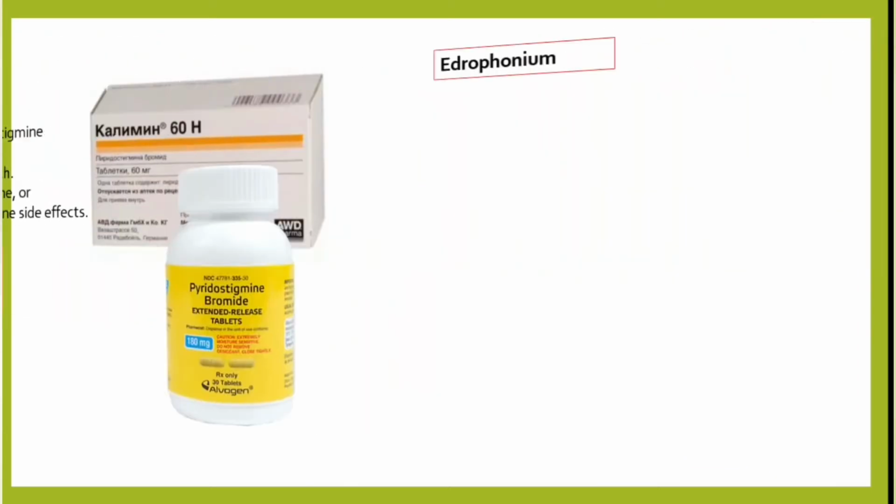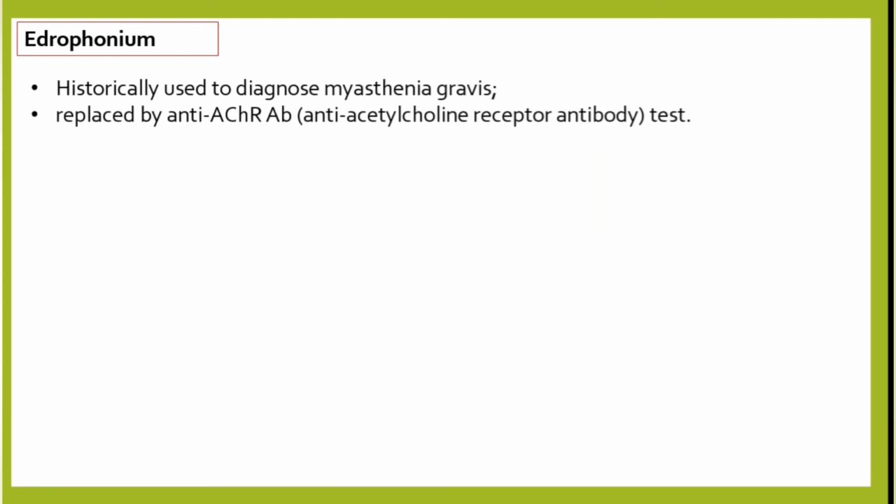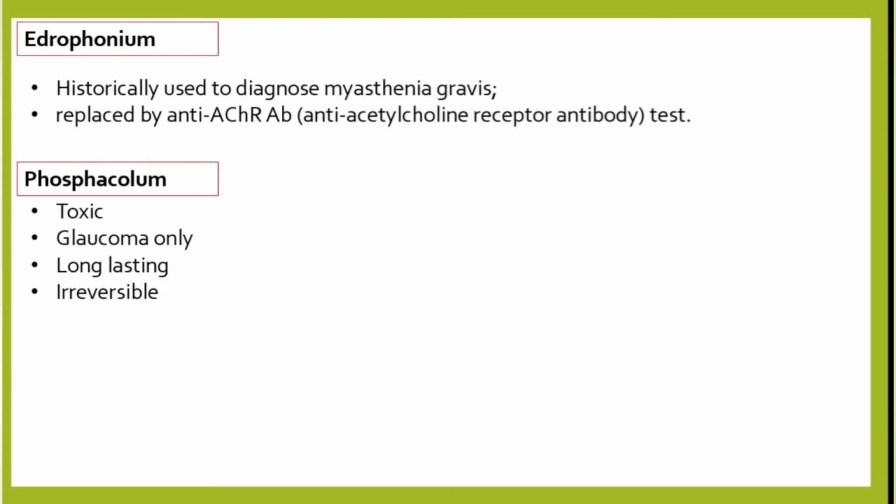The next drug is edrophonium. This drug is used in diagnosis of myasthenia gravis, but now it has been replaced by the anti-acetylcholine receptor antibody test. Phospholine. This drug is toxic if you use it systemically, is only used in glaucoma, and is long-lasting. The action of this drug is irreversible. Do you know what else is irreversible?